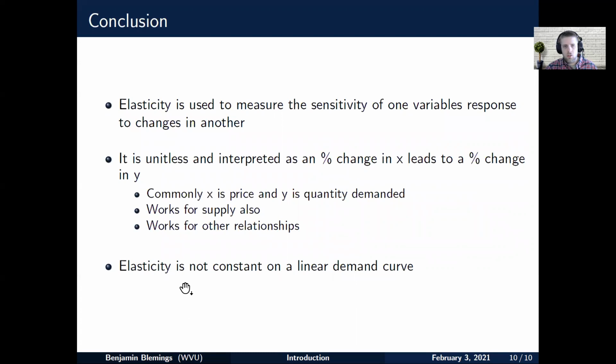And so, in conclusion, elasticity is used to measure the sensitivity of one variable's response to a change in another. Elasticity is unitless, and it's interpreted as a percent change in x leads to a percent change in y. And commonly, x is price and y is quantity demanded. This works also for x being a change in price and y being quantity supplied. And then also for any other relationship, really. So lanes built and road miles traveled, or minutes in the NBA and lifetime salary. And finally, elasticity is not constant on a linear demand curve.